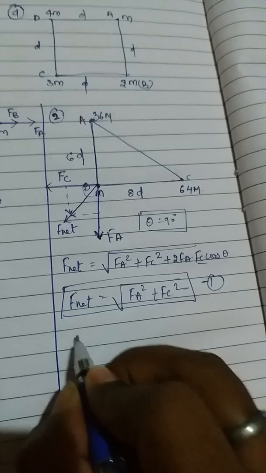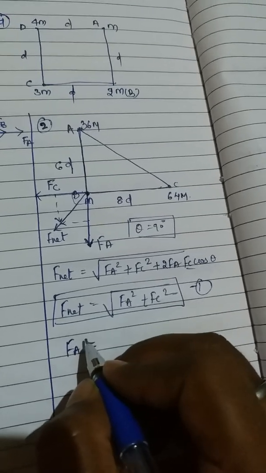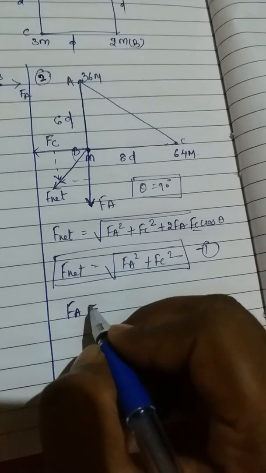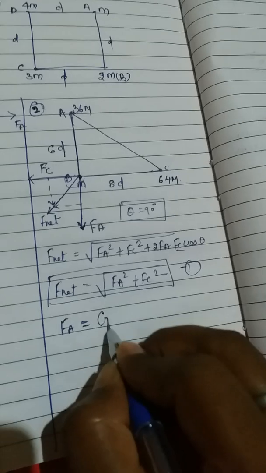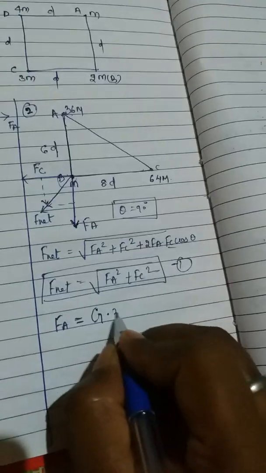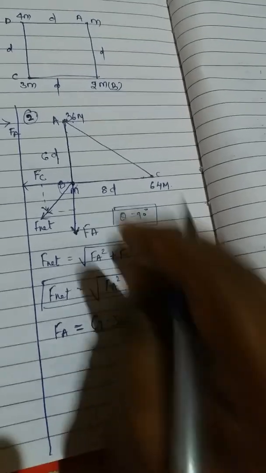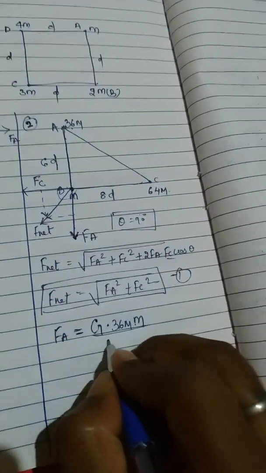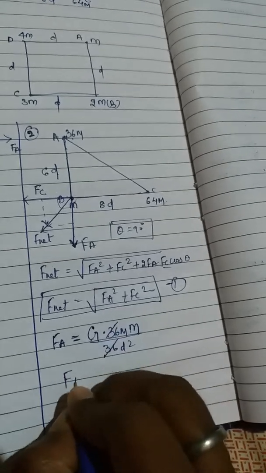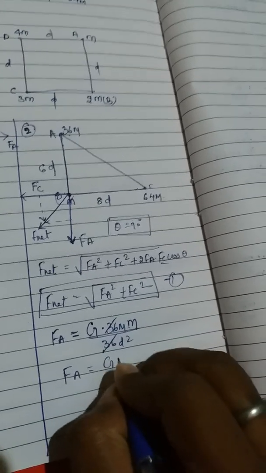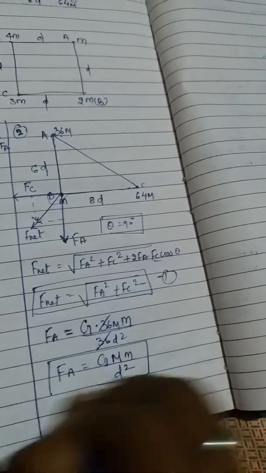So we'll try to get the value of Fa. Now look at, again, remember the gravitational law. What is the force between two particles? It is G into m1 into m2 by r square. So Fa is this force between these two. So G into, let us say m1 is 36m, so 36m into m2, which is small m, by r square. R is 6d, so that is 36d square. So this 36 cancels, and we get Fa is equal to G into capital M small m by d square.